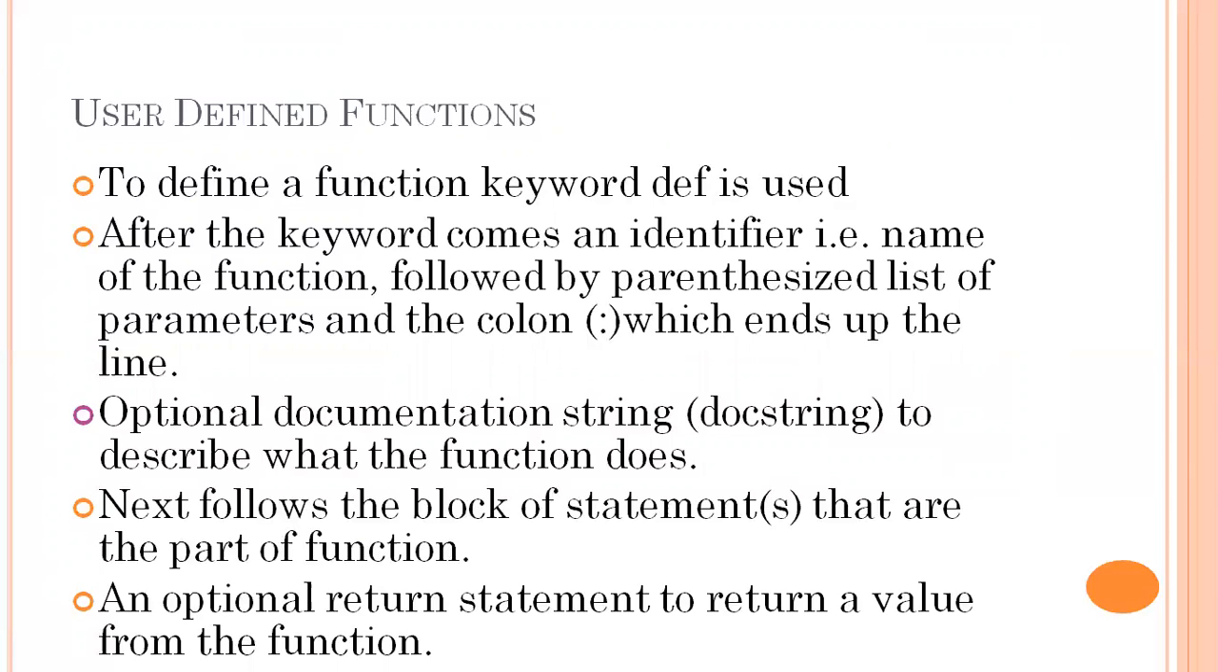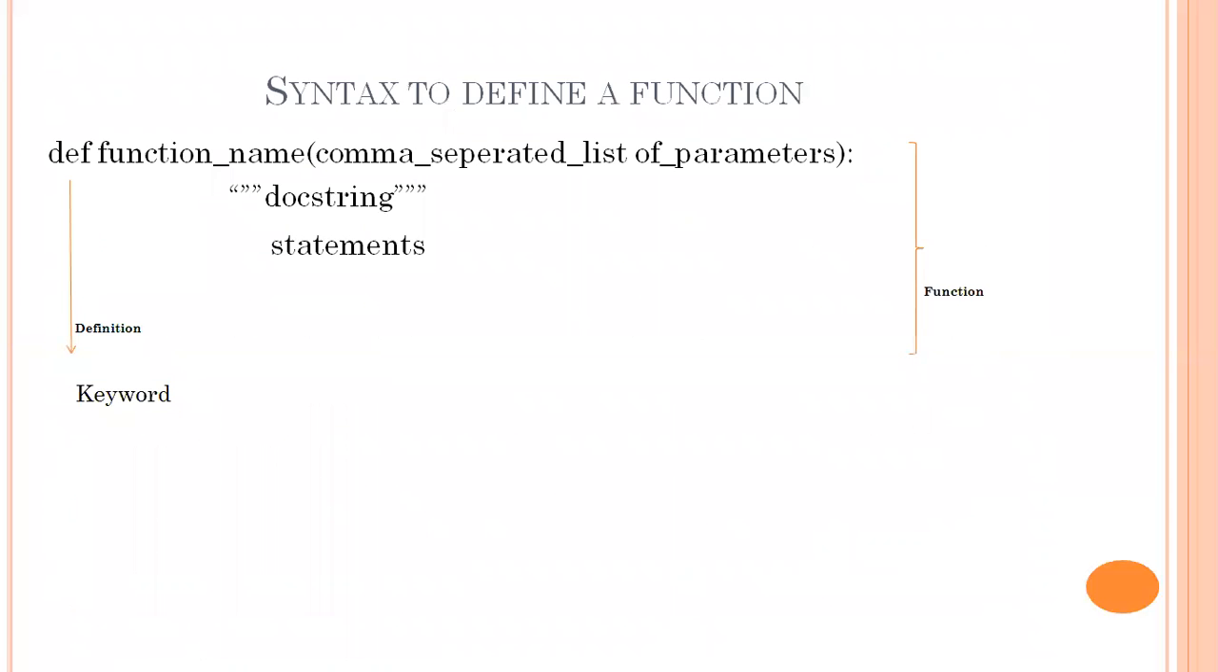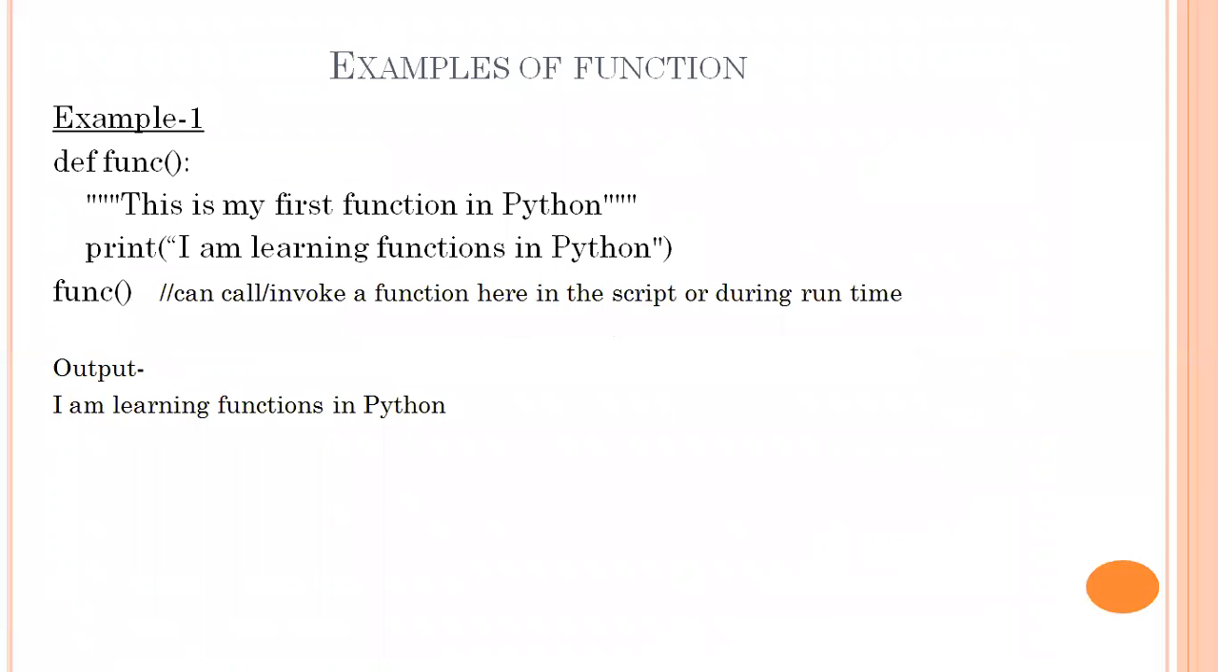Optional documentation strings, docstrings, describe what the function does. Next, followed by the block of statements that are the part of the function, and an optional return statement to return a value from the function. And the syntax to define the function: def, then function name, comma separated list of parameters, docstrings, and then the statements. Here is an example. def function, this is my first function in Python, and in this I am printing I am learning function in Python. For executing, you have to write function(), that is calling of a function.